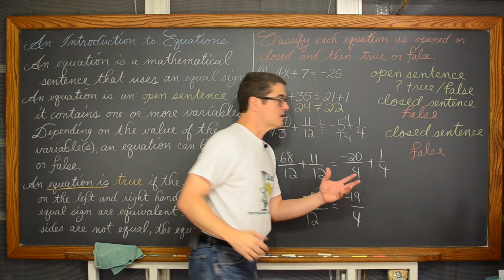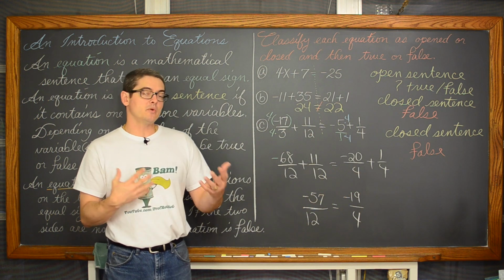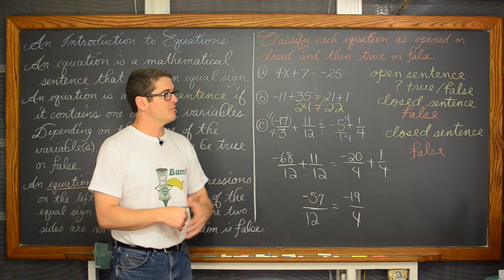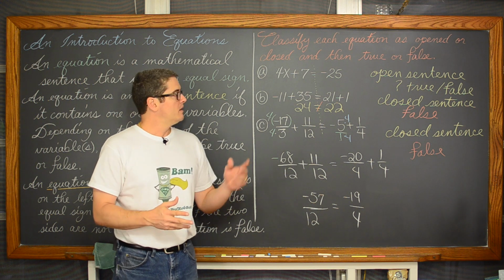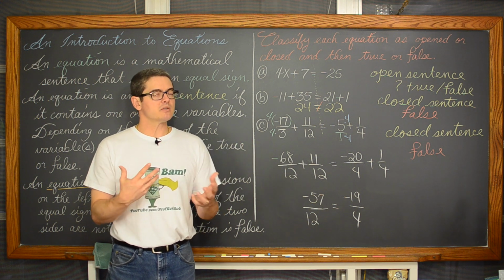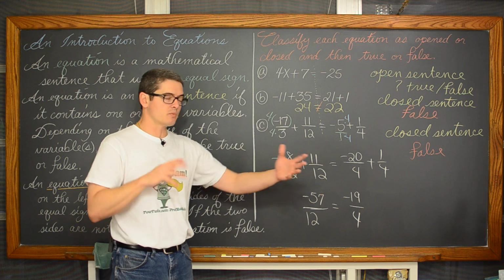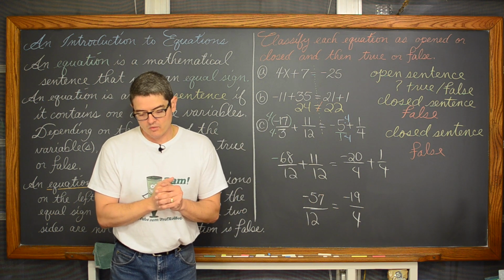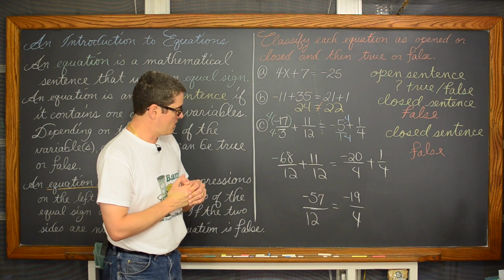Okay, and that is how you identify the difference between an open and closed sentence and how you determine if they are true. Open sentences, you're not going to be able to tell, but with the closed sentences, we look to see if the two sides are going to be equal.